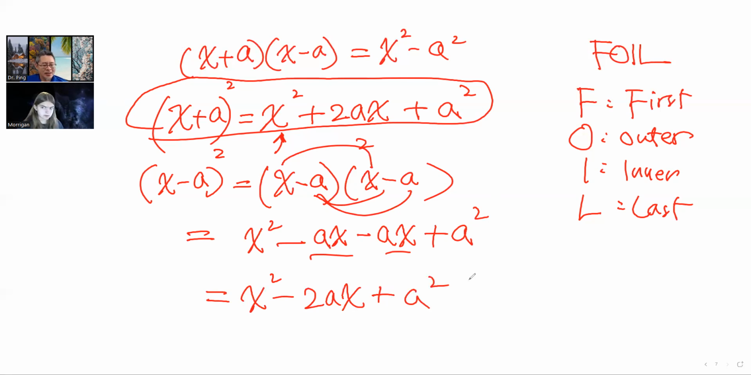That seems like one of the easier ones, the FOIL technique. That's what we use when you have two terms on each side. And sometimes it could get a little bit more complicated, but that's what we have right now.